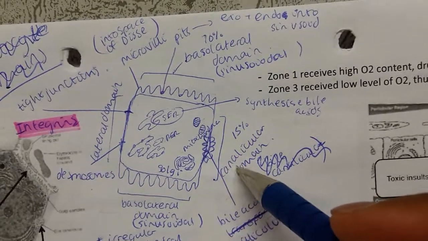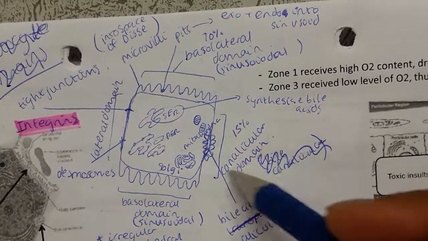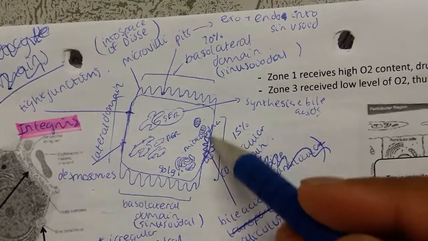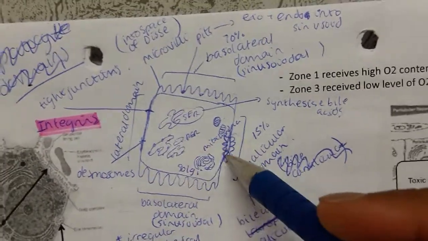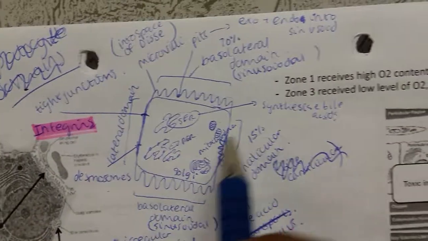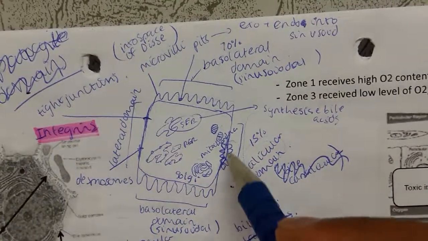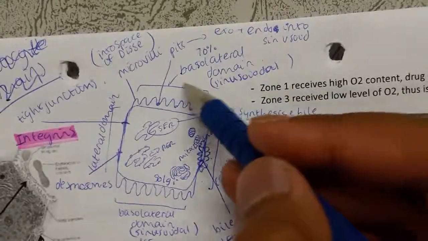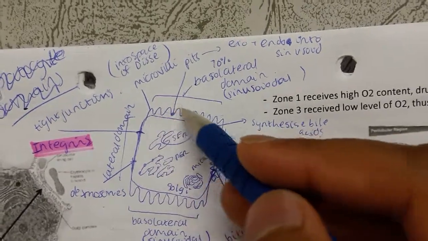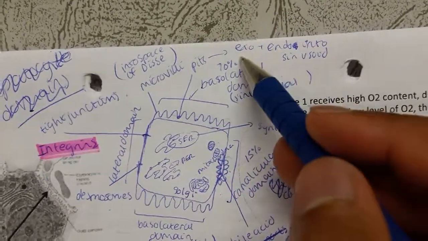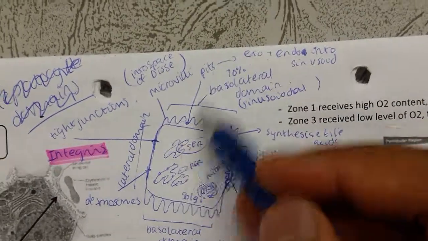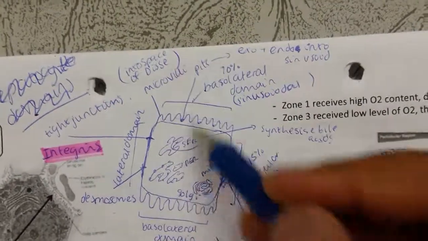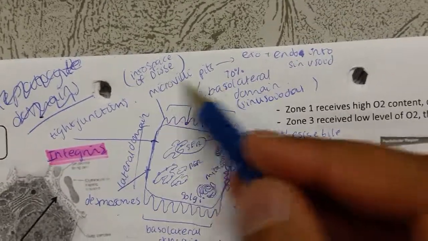And it also has a canalicular domain. This is the bile canaliculi for the bile acids to pass in the opposite direction. The basolateral domain also has microvilli for absorption and pits for exocytosis and endocytosis into the sinusoid. Remember the space of Disse between the hepatocytes and the endothelial fenestrated cells.